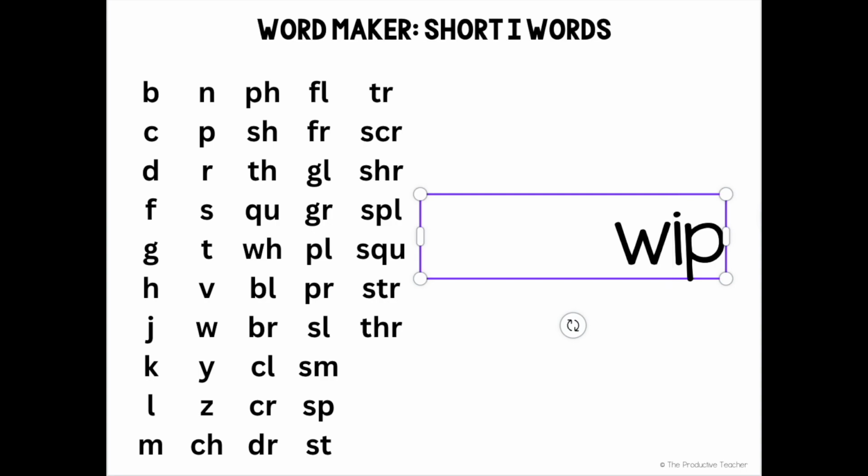Whip. Spelled this way, whip is not a word. Yip. Yip is not a word. Zip. Zip is a word. Chip. Chip is a word. Fip. Fip is not a word. Ship. Ship is a word. Thip. Thip is not a word. Quip. Quip is a word. Whip. Whip is a word.